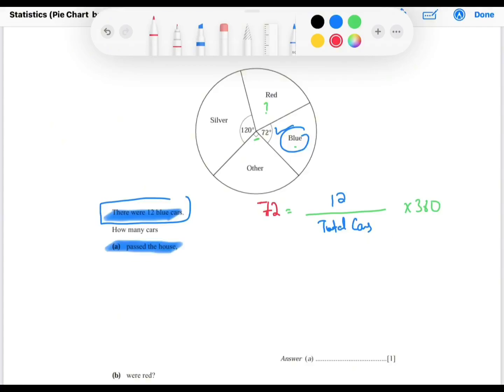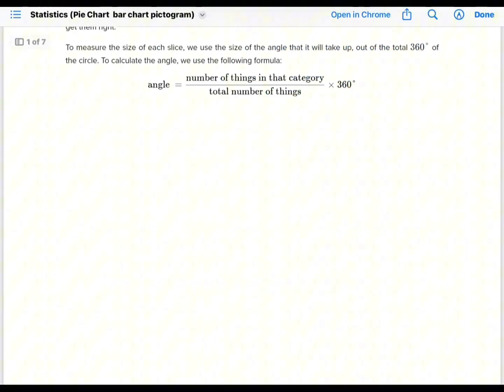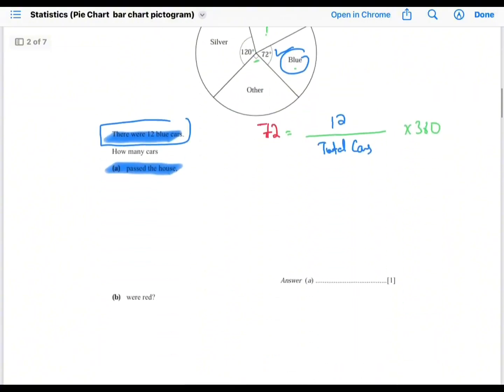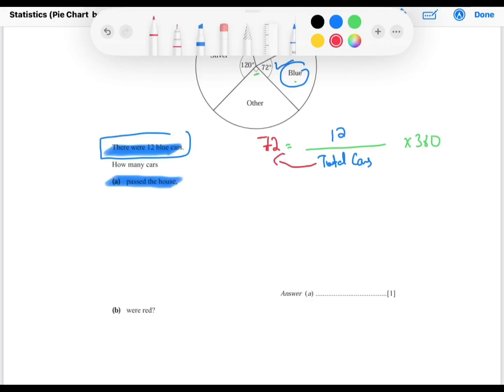So now we need to find the total cars. If you have any confusion, you can see this is the formula. Write down the formula in your notebook, it will be helpful for you. The angle is equal to the number of things in that category divided by the total number of things, multiplied by 360. That's how I'm using the formula. Now we need to find the total number of cars, so it will go to the other side. So total cars, TC, equals 12 divided by 72 multiplied by 360. We just need to divide 12 by 72. When we divide 12 by 72, we will get 1/6, multiplied by 360.